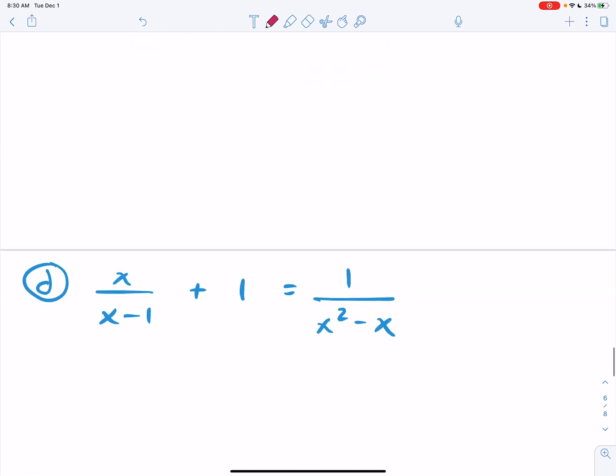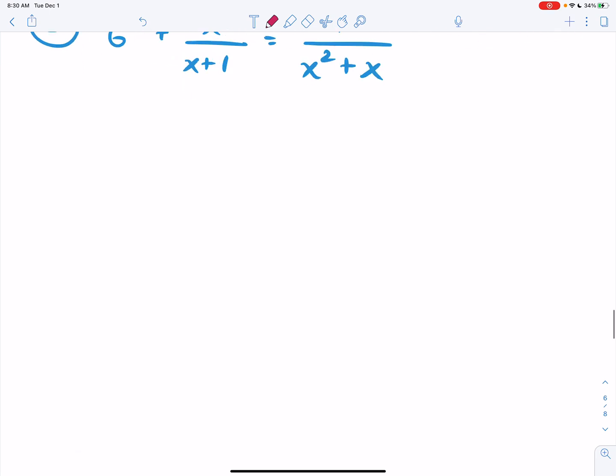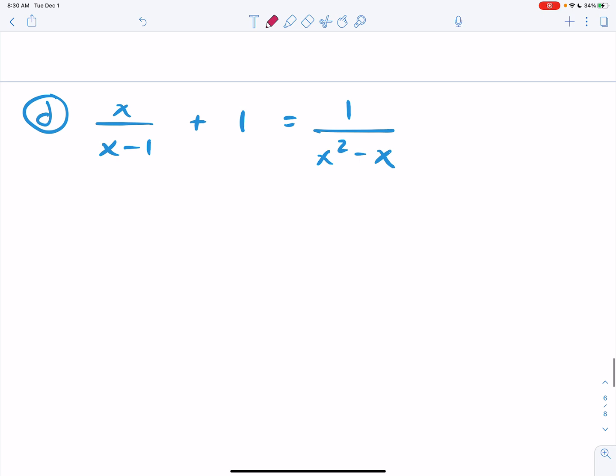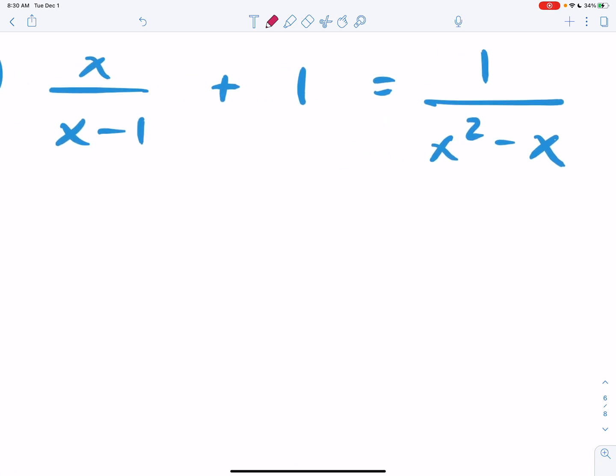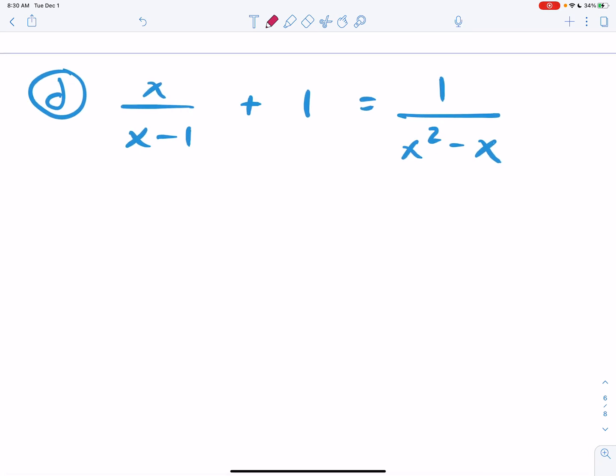Let's do one more. Okay? I'll skip part C. Let's do this one. Okay? Try this out all on your own. Go as far as you can. If you happen to get stuck, just press play. If you're done, press play.